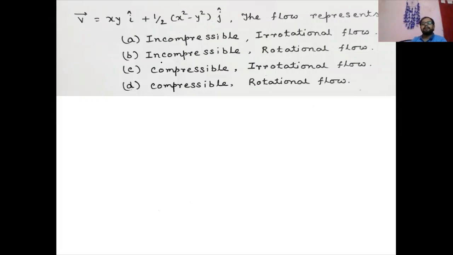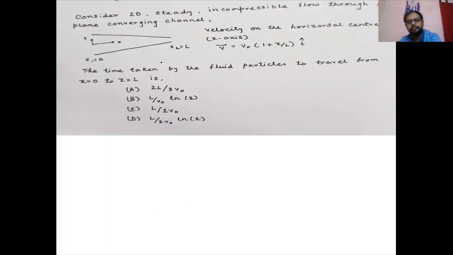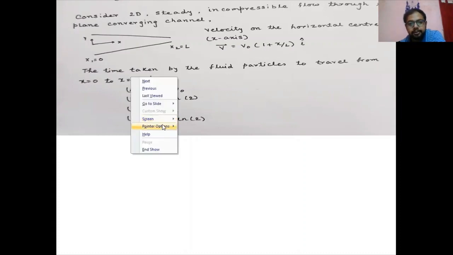In the same way, if the flow represents incompressible or irrotational flow, you just check in this way. First you apply the continuity equation, then the rotationality equation. This is another problem given to you. Consider the steady compressible flow in a diverging section. You are asked how much time it will take for a fluid particle to travel from x equal to 0 to x equal to L. Hence the Lagrangian concept you have to invoke here.